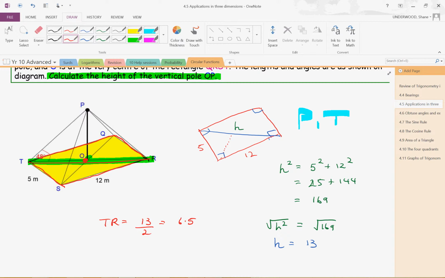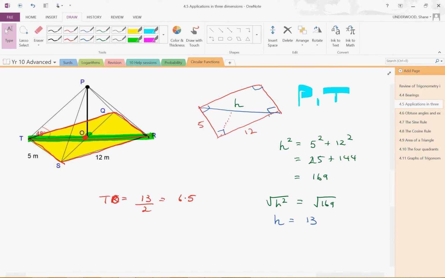TO, yes, sorry, TO, thank you. So TO is equal to 13 over 2, which is 6.5. Now what we've got is a right angle triangle, with this being T, this being O, and this being P, and we want to find the length of the line segment OP, and of course this angle here is 48 degrees.